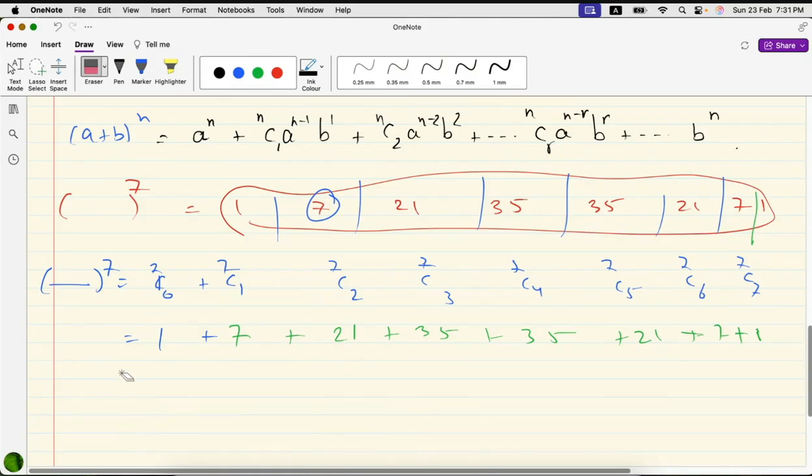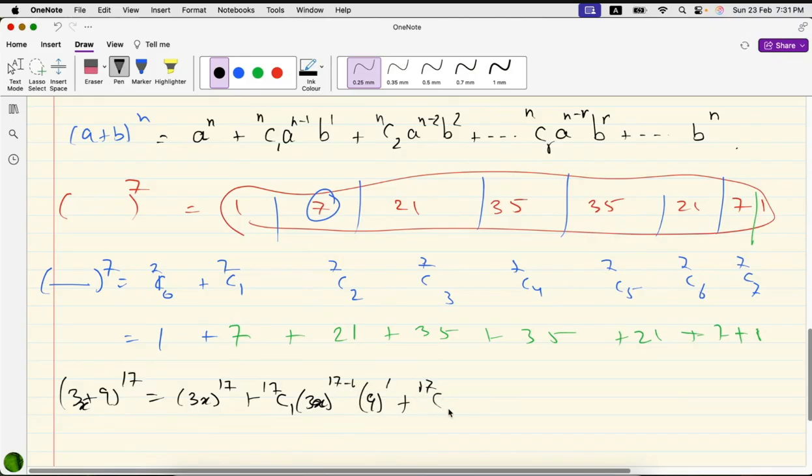But if someone is telling me to start solving 3 plus 9 raised to power 17, I can do that directly using this formula. Let's say 3x plus 9 raised to power 17. So this is 3x raised to power 17 plus 17C1 a to the 17 minus 1 and b1, plus 17C2 a to the 2 less and b2, and so on. The formula actually gives you those values directly without drawing the triangle.